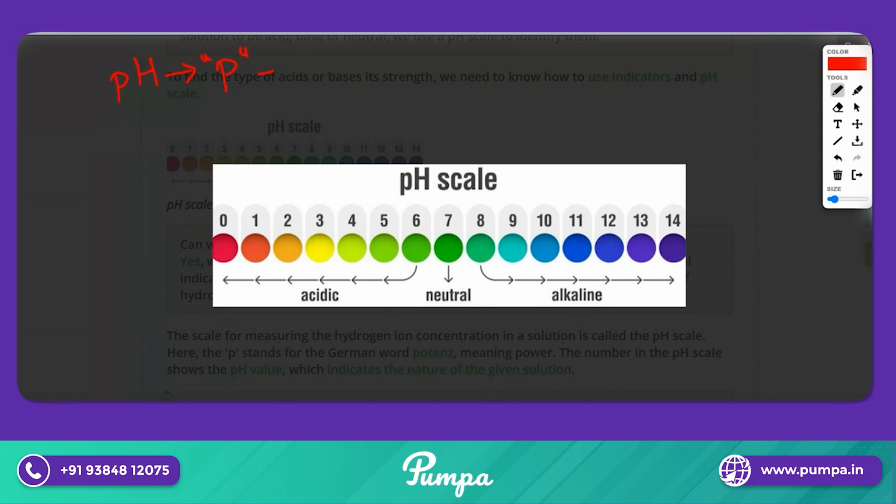For example, let us see, the term P refers to the term potenz. In German, it is called potenz, which means power. So power in English. So power of H, you know, right? What is H? Which element is H? Hydrogen. So pH is the power of hydrogen.